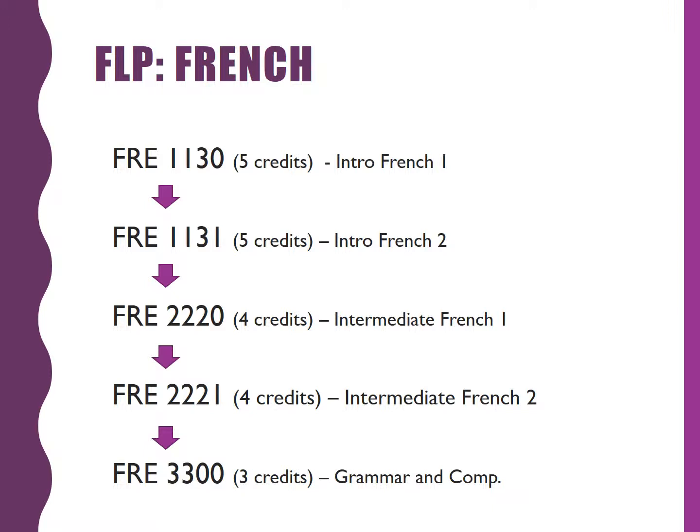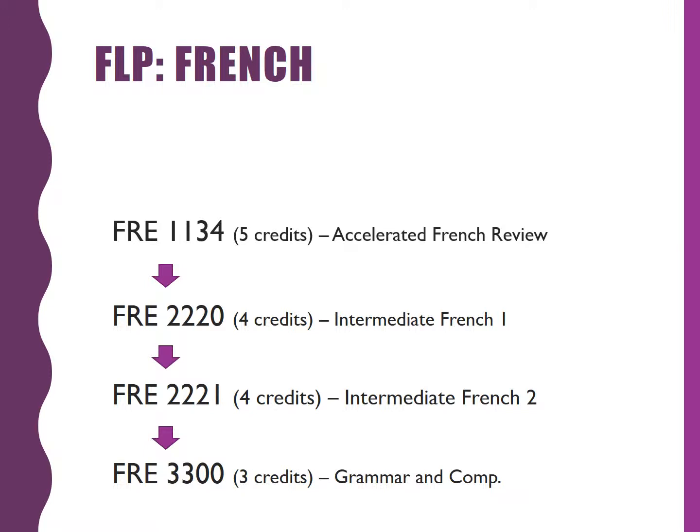What they did is they actually took that class and built a little bit of extra work into FRE 2220 and 2221, so that they're now 4 credits each as opposed to 3, which is what it was for Spanish. And they have that extra additional conversation piece built into each intermediate class. And then, of course, after FRE 2221 is FRE 3300, which is the advanced, or as it's called here, grammar and composition French course.